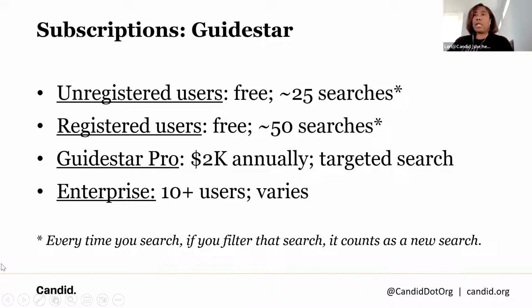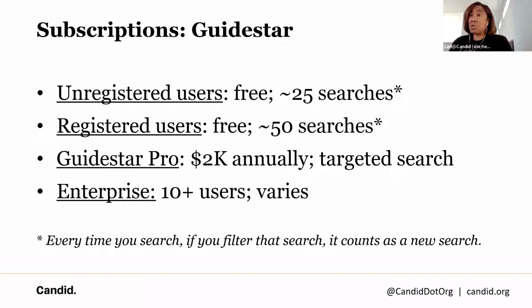Now, really, anyone is able to use Guidestar. There is a free interface. If you are not registered, if you go to guidestar.org, and I'll ask Erin to drop that link in there. If you're unregistered, you just go to the site. You can do some functionality, up to what we call 25 searches. I put an asterisk there because every time you search, if you filter that search, then it counts as another search. So I say roughly 25 searches, depending on how complicated those searches are.